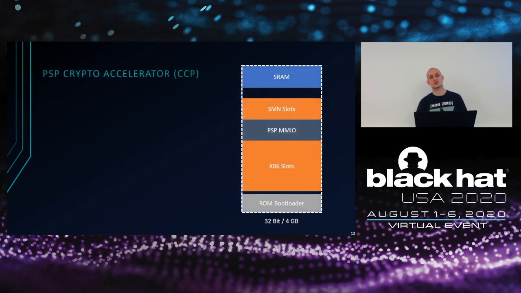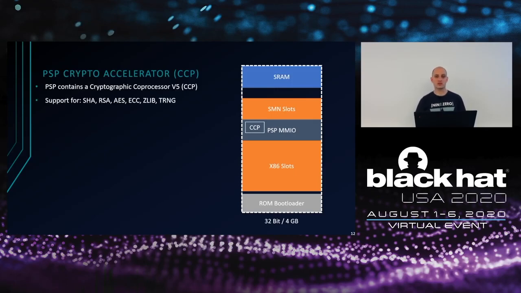Another interesting device which is present on the PSP itself is the crypto accelerator. The PSP has a cryptographic coprocessor version 5, or CCP. This crypto accelerator has support for various algorithms such as SHA, RSA, AES, ECC, zlib, or even provides support for true random numbers. Now, the PSP makes extensive use of this device, and it also uses this device as a simple DMA copy engine. It uses it also to verify signatures or to decompress firmware files.